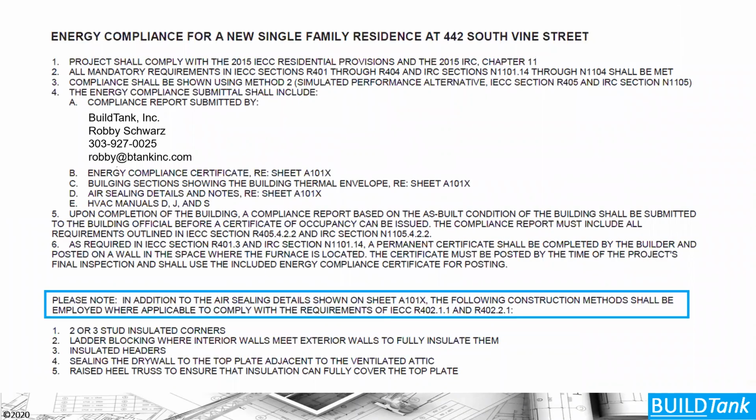And then this particular architect added some additional things, some of the mandatory requirements of the IECC that the builder might not always be aware of. For example, are you aware that 2 or 3 stud corners and insulated corners and insulated headers are a mandatory requirement of the code? Well, this particular architect felt that they needed to add that detail onto their construction set so that they translated that information over to the builder.